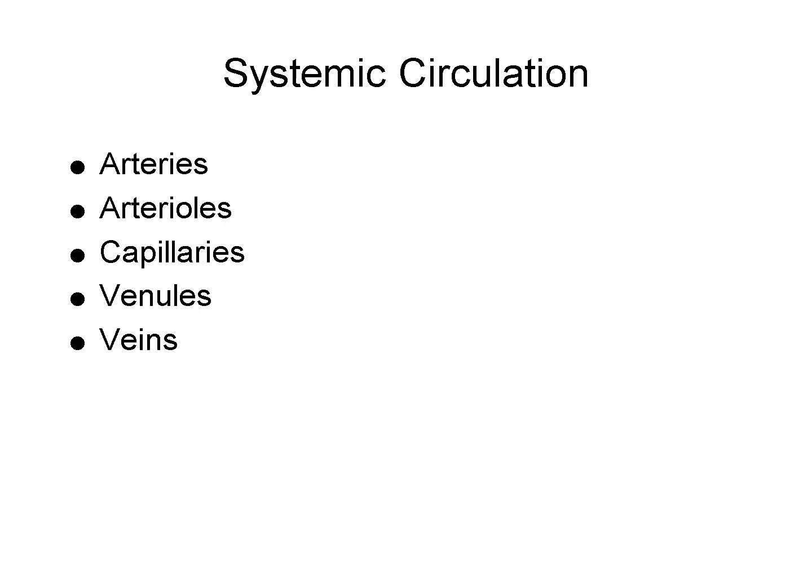Systemic circulation delivers oxygenated blood from the left ventricle to the body and returns deoxygenated blood to the right atrium. It involves arteries, arterioles, capillaries, venules, and veins. Each vessel type has a unique structure that supports its role in circulation. This system is essential for tissue oxygenation and nutrient delivery.